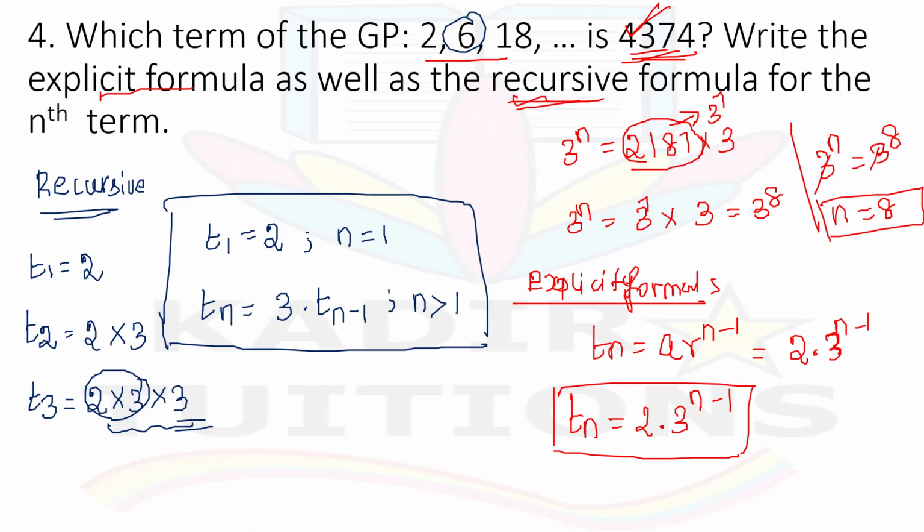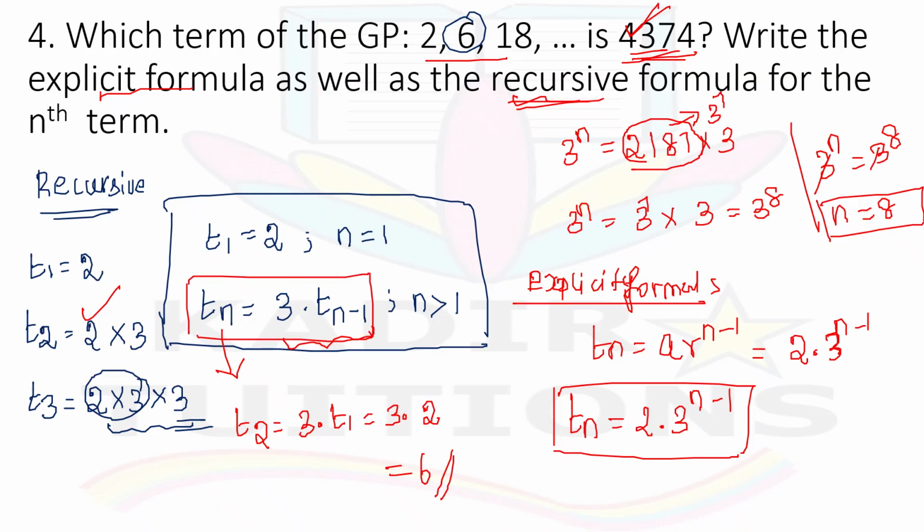Can we verify? For example, I want to find T2. How am I going to take the formula? 3 into T of 2 minus 1, so it's going to be T1. So 3 into, what is our T1? 2, which is going to be 6. So we got the T2 value as 6. Yeah, correct, right? So this is how you can frame the formula. So we have completed finding the value of n as well as the explicit formula, and also we completed the recursive formula. Here ends the problem. Thank you.